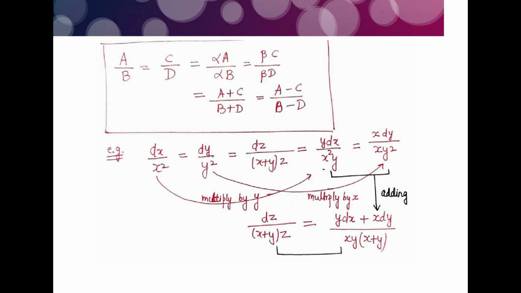Right? Now we will use the above result, that if two ratios are equal, we can add them numerator wise, we can subtract. Now we can add the last two ratios, and we get y dx plus x dy divided by xy into x plus y. And I can compare this with the third ratio, that is dz upon x plus y into z. So we will do something like this while finding the general solution of a partial differential equation.